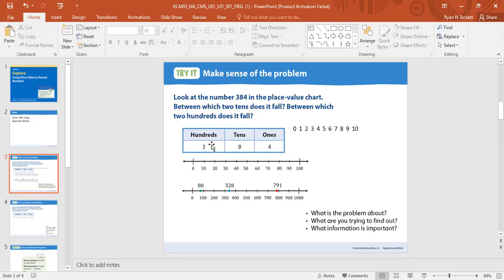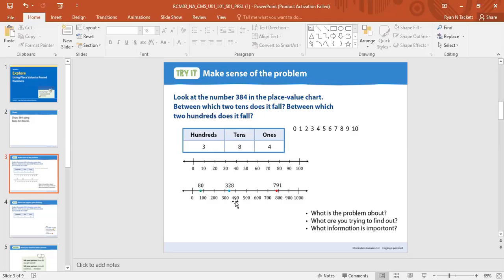When we're rounding to the hundreds, we're going to look at our tens column. We see there are 8 groups of 10, which is 80, and 80 is between 70 and 90. 80 is closer to 100, so we're going to round up. So we'll round 384 up to 400.